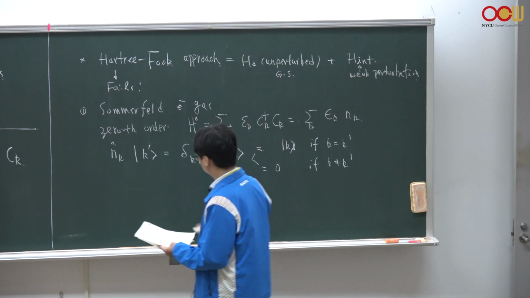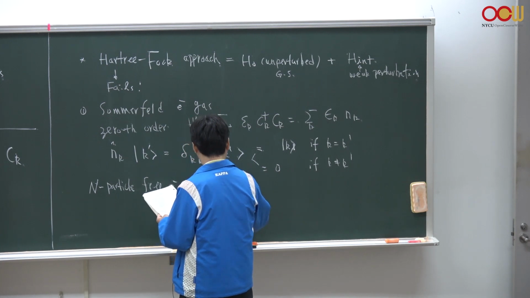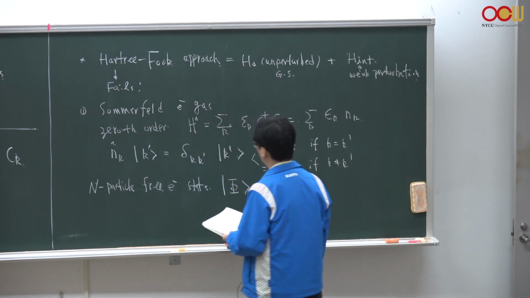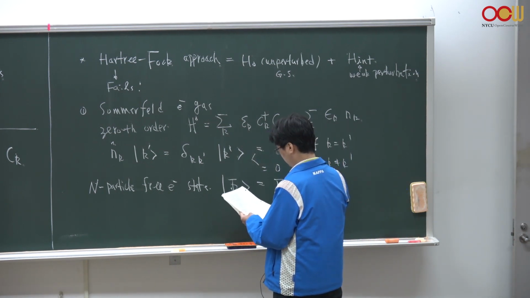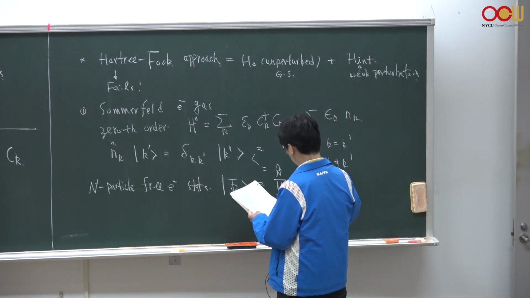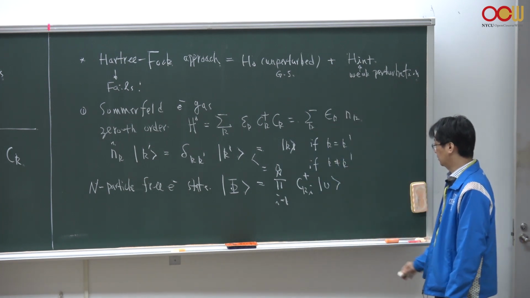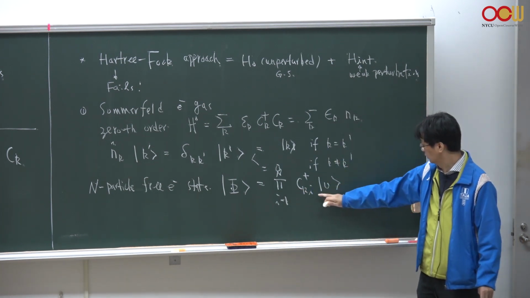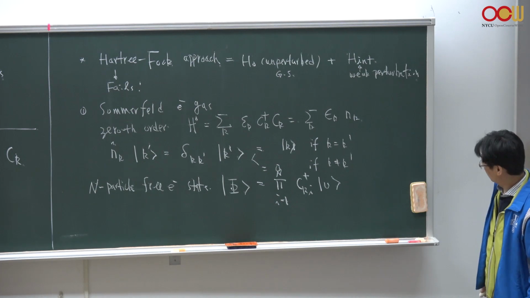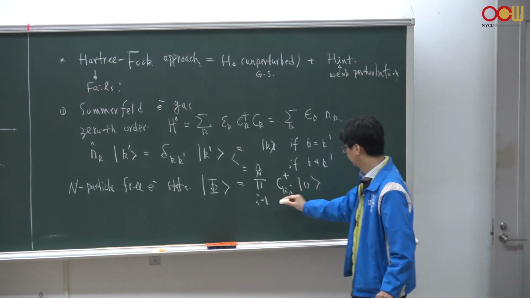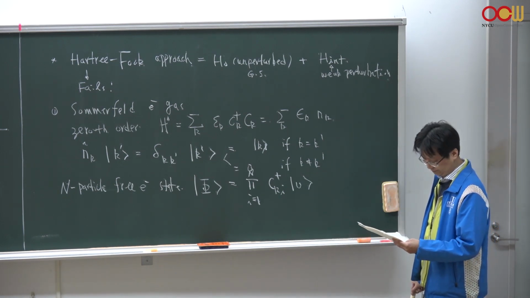So now let's consider the n-particle free electron state, which is the ground state of the unperturbed Hamiltonian H0, which is nothing but the product of all these single-electron creation operators of a free electron. So we define that. This product represents all the single-electron creation operators, and those creation operators for fermions satisfy these anti-commutation rules. And this is my starting point, phi.